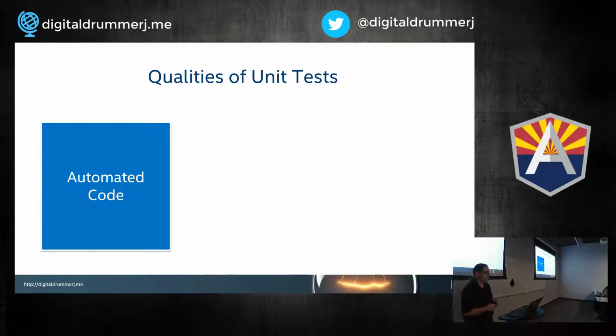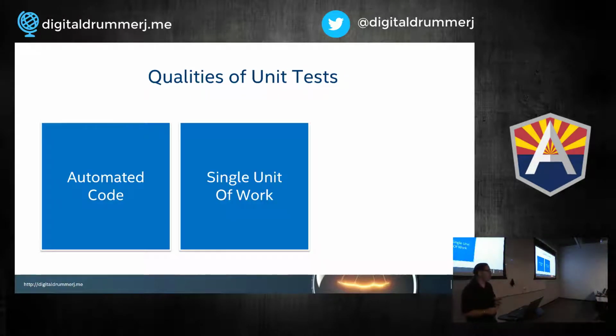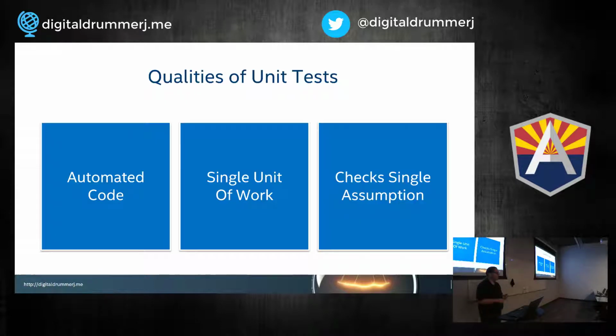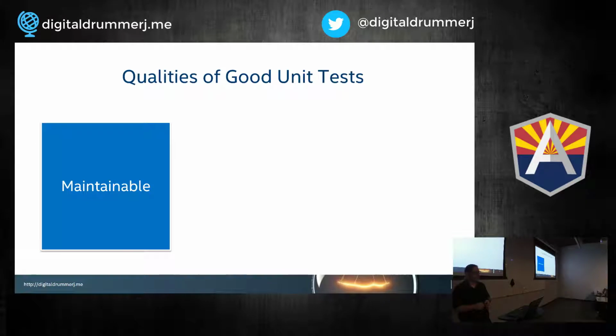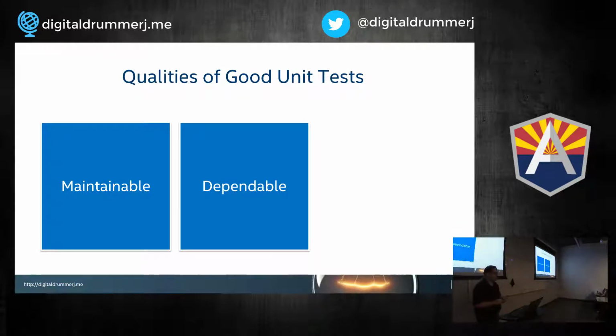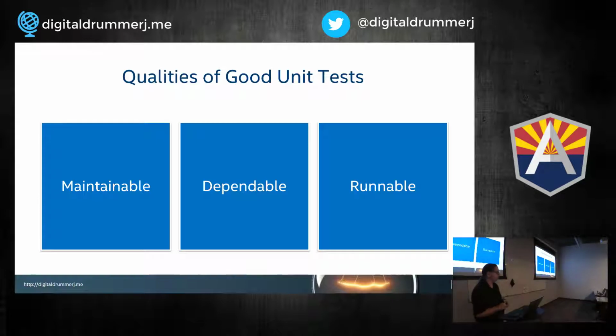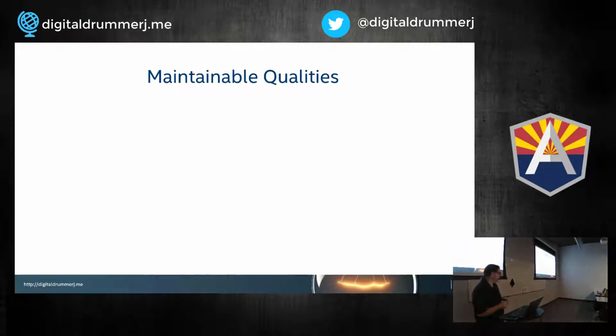Qualities of a unit test. We talked about it should be automated, should look at a single unit of work, and should check a single assumption. Big disclaimer: you only get the advantages of unit testing when you're comfortable writing good tests. So what are good tests? Three things: maintainable, dependable, and runnable. We'll dig into each of those three.